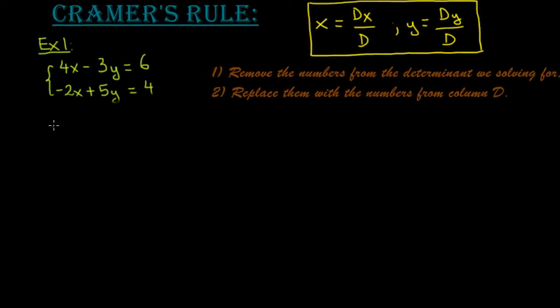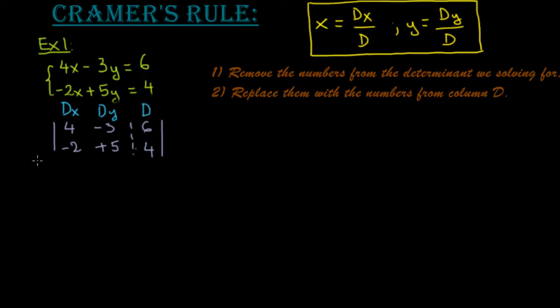So first of all, we bring down all the numbers. So we have 4, -2, -3, and +5. You bring down the sign with the number as well. And the dash line stands for the equal sign, and 6, 4. Okay, so we have the first column come from x, which I will call dx. And the second column comes from y, so this one will be dy. And the last one comes from d, which I will call D.